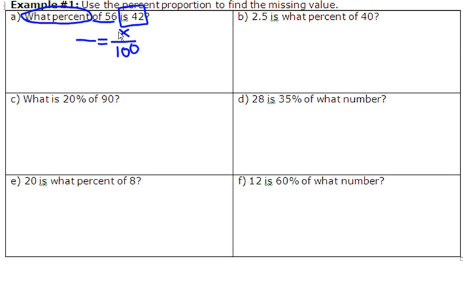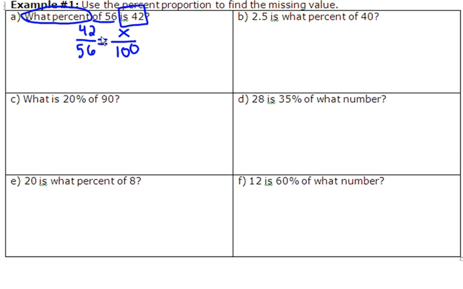Now it says of 56 is 42. So it's giving us the is and the of. In our proportion, the is always goes on top, so it's 42. The of goes on the bottom, it's 56. Now we're just doing exactly what we did in 2.7.